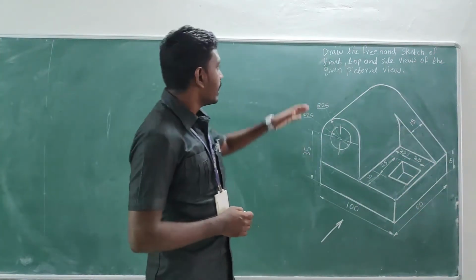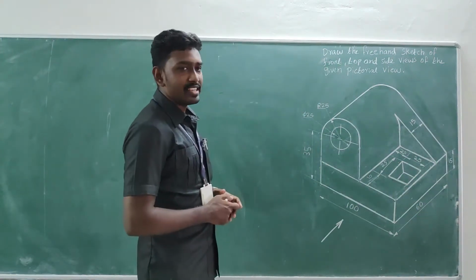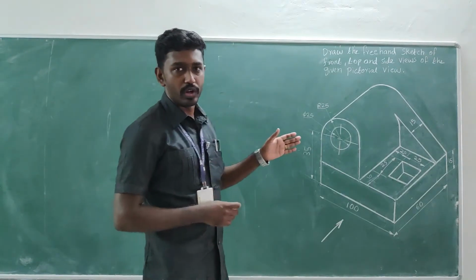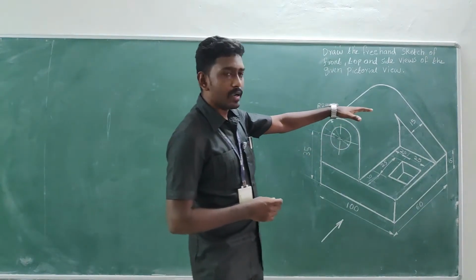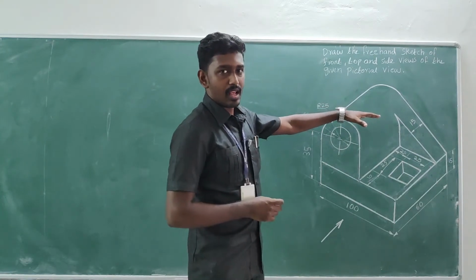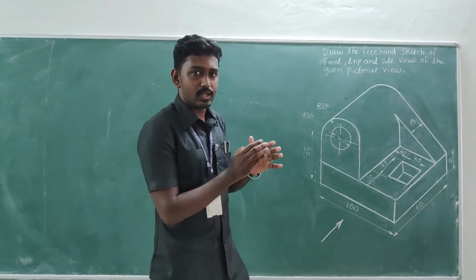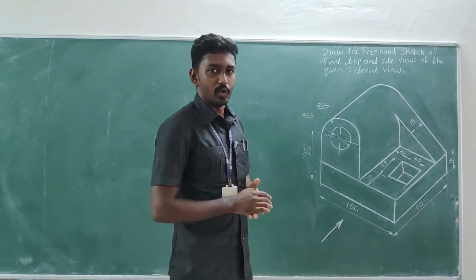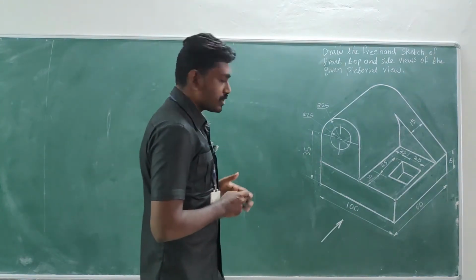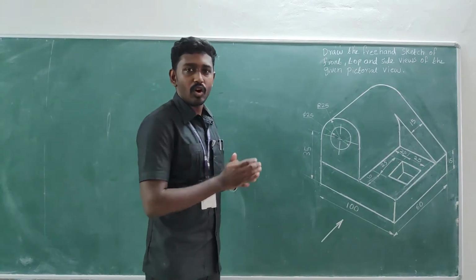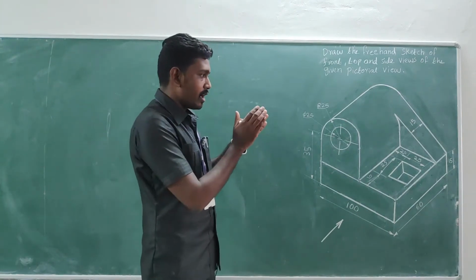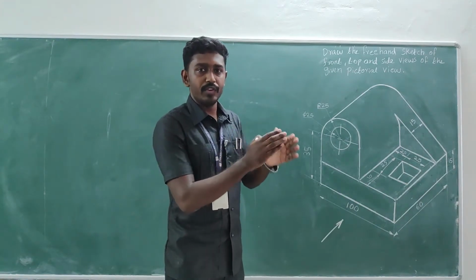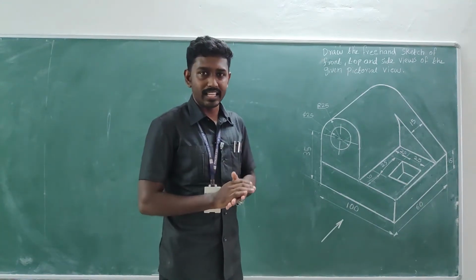Welcome, students. The question is, draw the freehand sketch of front, top and side views of the given pictorial view. So this is the given picture for us. From this we are going to extract the front view, top view and the side view, right? Before starting to draw the freehand sketch, we must have a thorough idea of what views we are going to sketch.